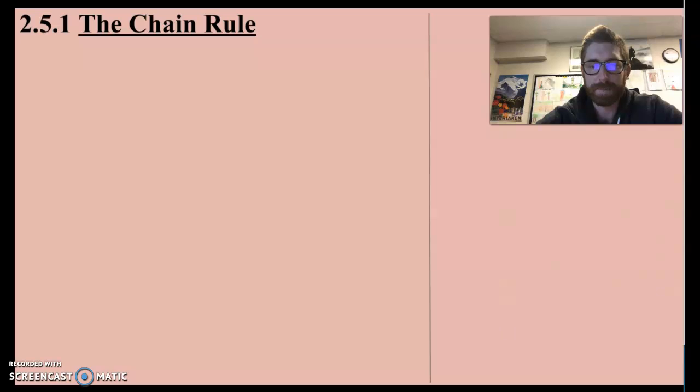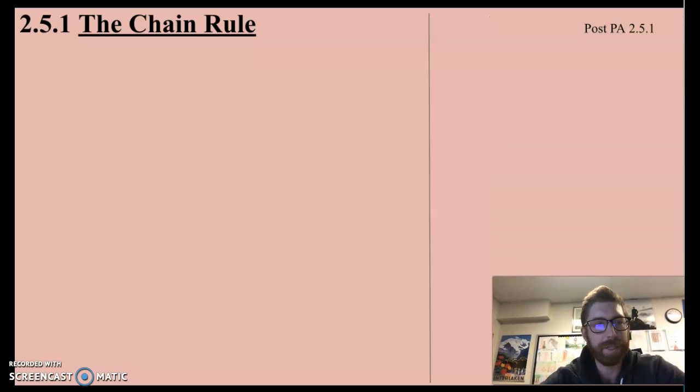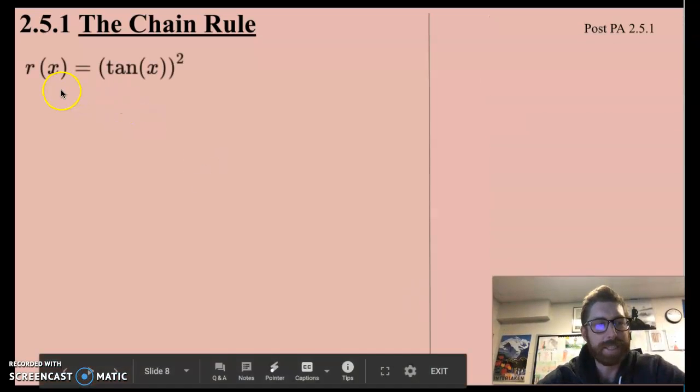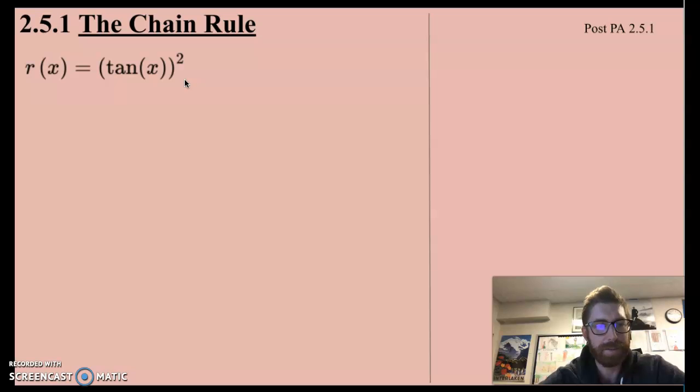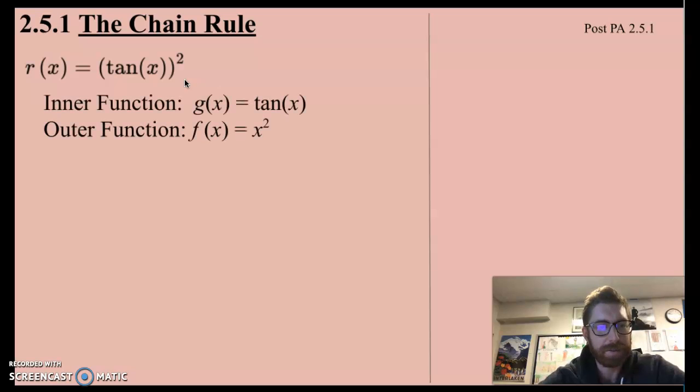So let's do a quick example. I wonder if my picture is going to get in the way again. Let's say I have r of x equals the tangent of x, squared. And I want to find this derivative. I don't know any crazy trig identities that'll help me with this. But I can say that the inner function is going to be this tangent of x, and the outer function is going to be the whole thing squared. So can you imagine x squared being the outer function and the inner function being the tangent of x?